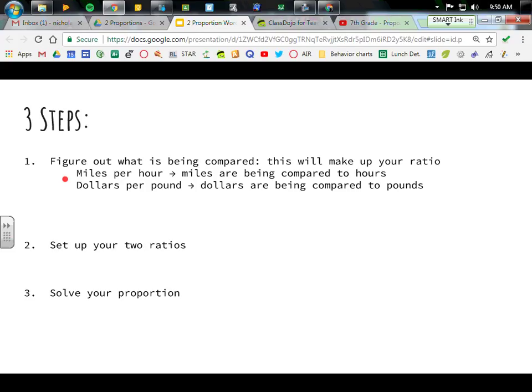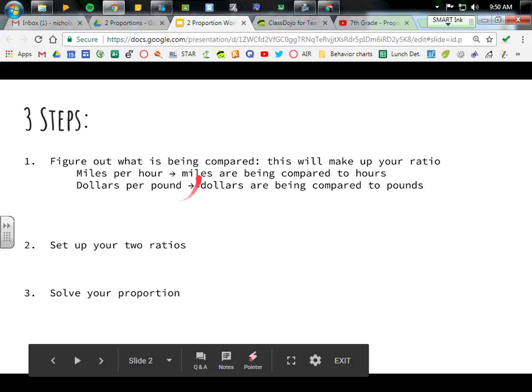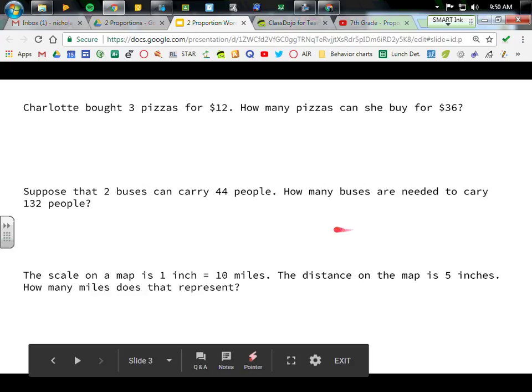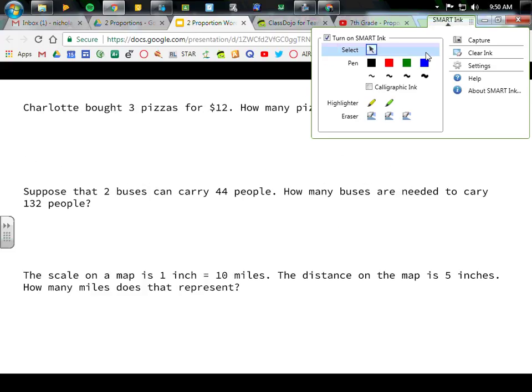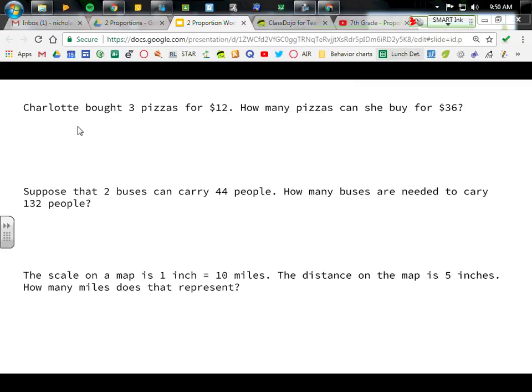You're going to set up your 2 ratios out of these comparisons, and then you're going to solve your proportion the way we've been doing with cross multiplication. So let's do a few practice problems together. In this first problem, it says Charlotte bought 3 pizzas for $12. So what's being compared here? We've got pizzas to dollars.